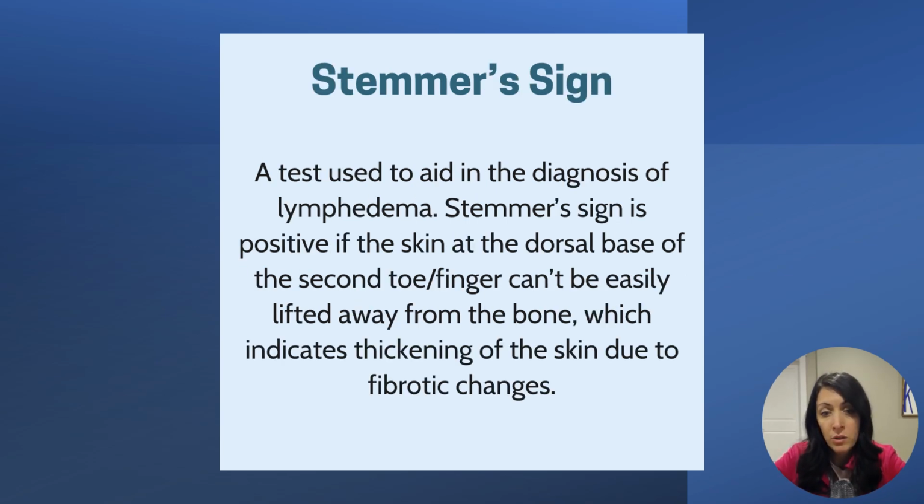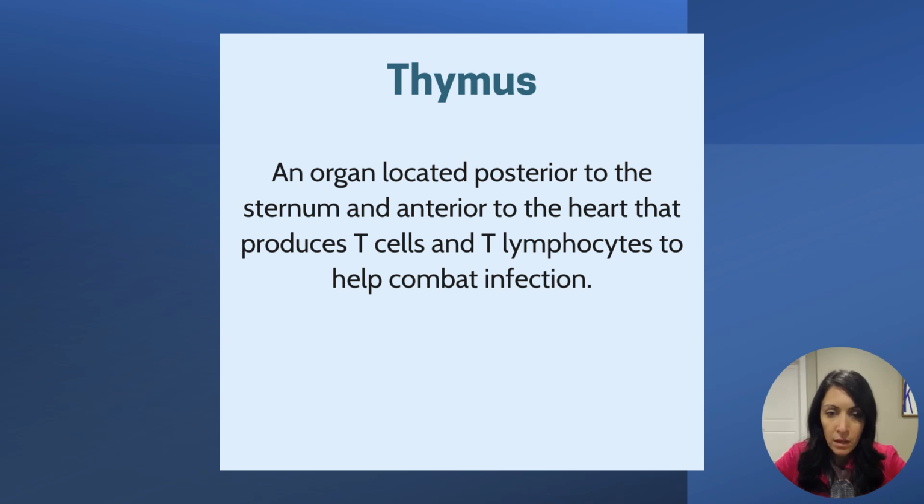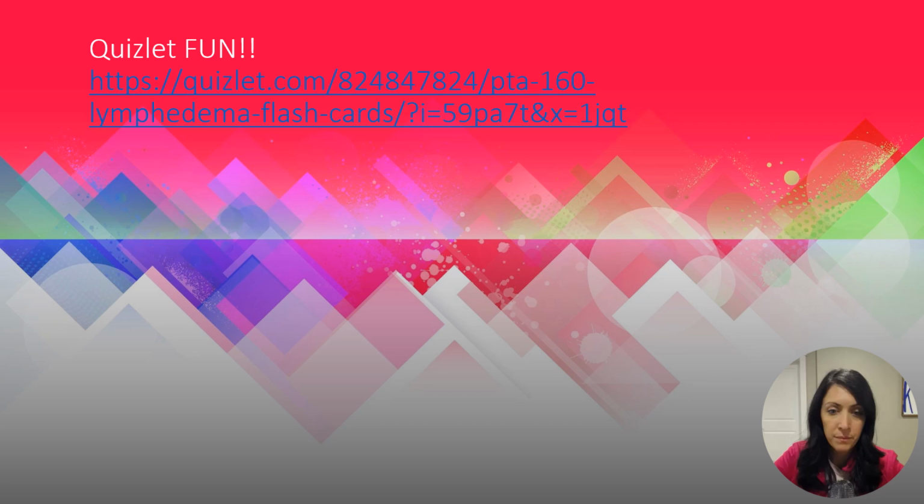The Stemmer sign is the test used to aid in diagnosis of lymphedema. A Stemmer sign is positive if the skin at the dorsal base of the second toe and finger cannot be easily lifted away from the bone, which indicates thickening of the skin due to fibrotic changes. The thymus is an organ located posterior to the sternum and anterior to the heart that produces T cells and T lymphocytes to help combat infection.